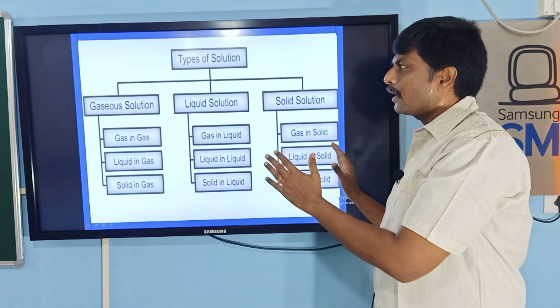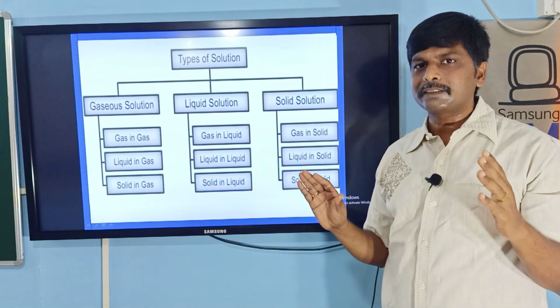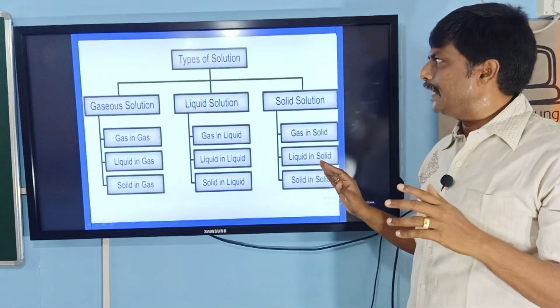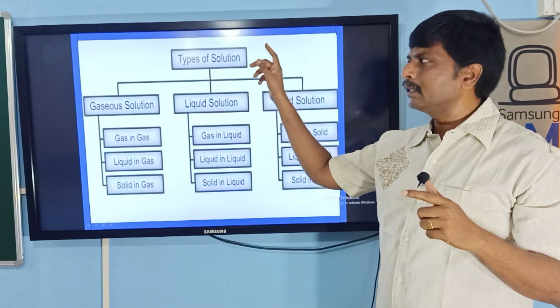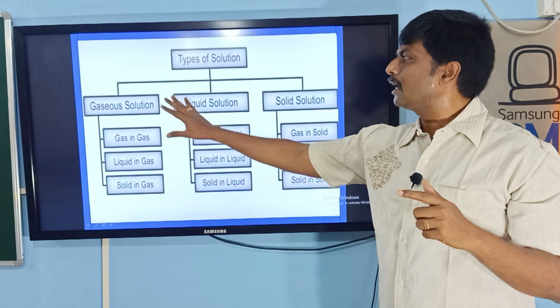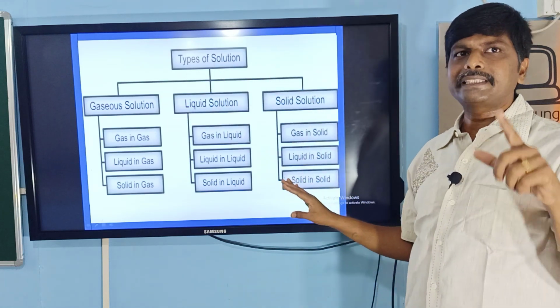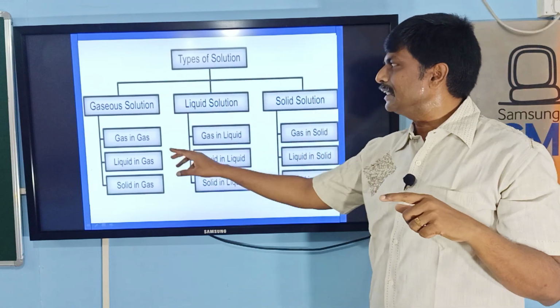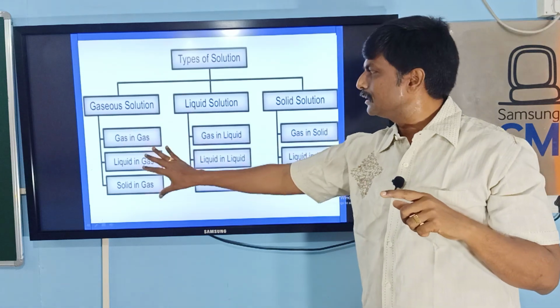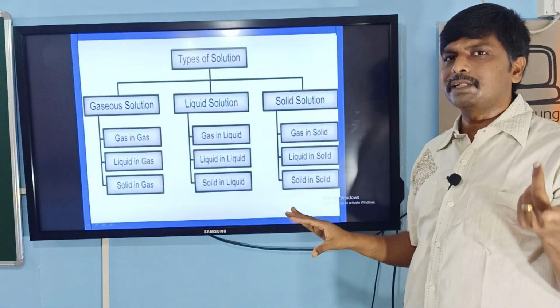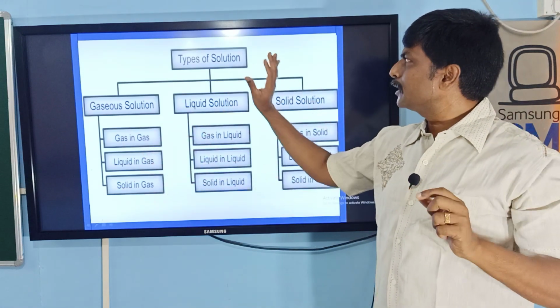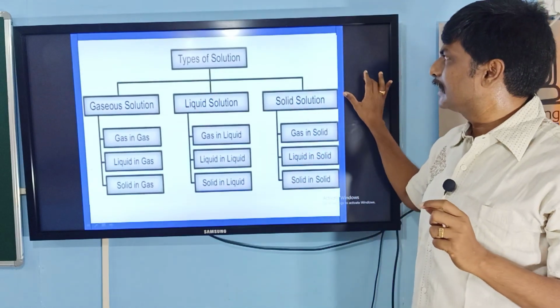This type of classification in lower classes also there. In class 9th you studied, there are types of colloids. In types of colloids also all these varieties are there, except only one, that is gas in gas. Other than gas in gas, all types of colloids are also possible. In types of solutions, 9 varieties are there.